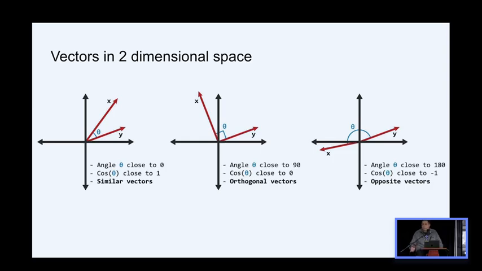So here's an example of vectors in two-dimensional space. You'll see here on the left two vectors pointing in a similar direction and of comparable magnitude. In the middle, we have the same vectors, but now they are orthogonal to each other, so we can see that they are less similar. And on the right, we have them pointing in opposite directions.